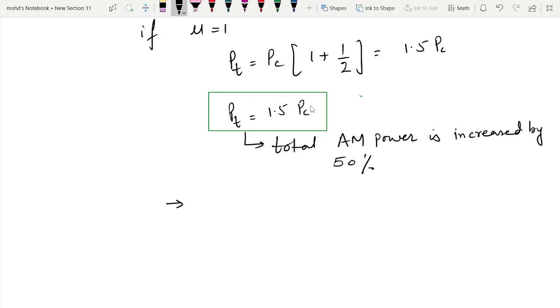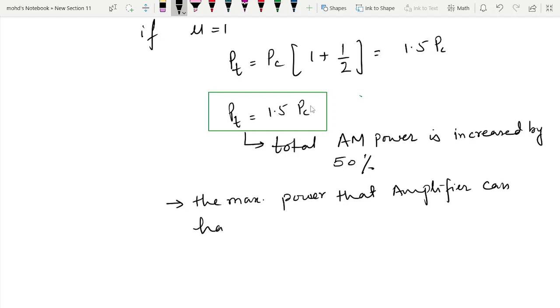And it can also be interpreted as the maximum power that the amplifier can handle without distortion of the sinusoidal carrier.